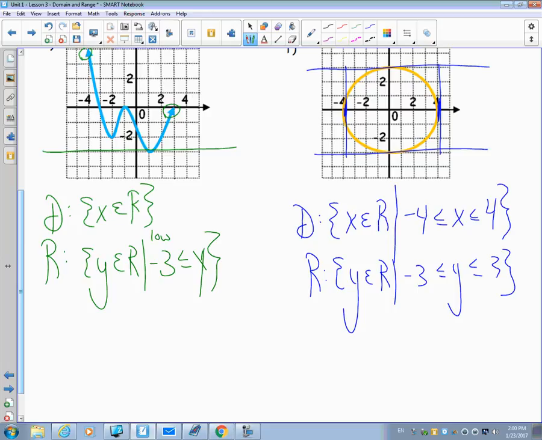Okay. Now, most of our functions aren't going to have boundaries on all ends. They're going to have boundaries on some of the ends, because we often have arrows on ours. A circle has no arrows, so it's got boundaries.